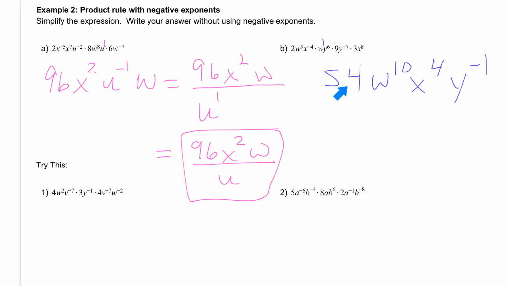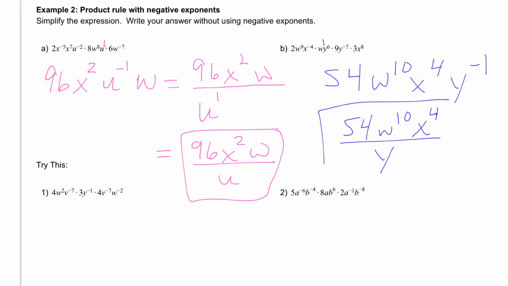After we've combined them all, so they're all different bases, then we're looking at our exponents. The y has a negative exponent, so that's what's going to have to move, which means our 54 stays on the top. W to the 10th, since it's a positive 10, stays where it's at. X has a positive 4, so that's going to stay where it's at. And then our y moves to the bottom.